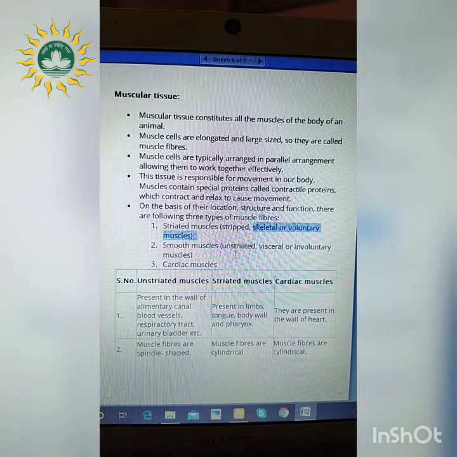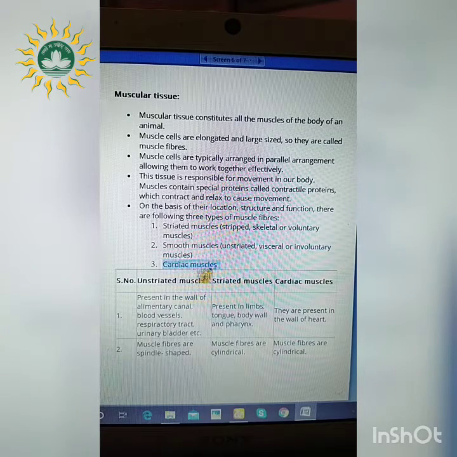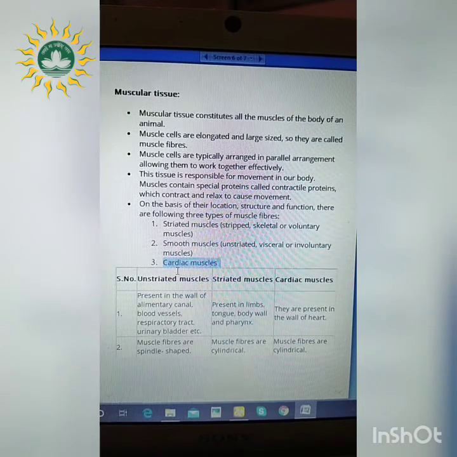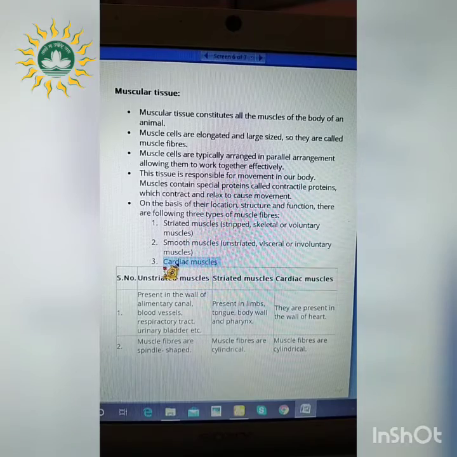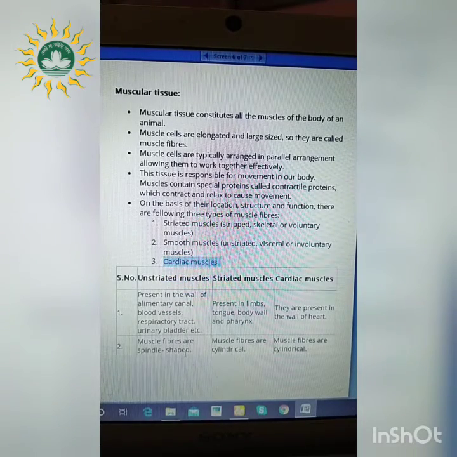And smooth muscles are the unstriated, that means no stripes are present. They are the visceral or the involuntary muscles. That means the muscles which are not moving according to our will. And third is the cardiac muscles. Always remember, children, the word cardiac is referring to the heart. So the muscles of the heart are called the cardiac muscles. So we will look at the differences between these three types of muscles.